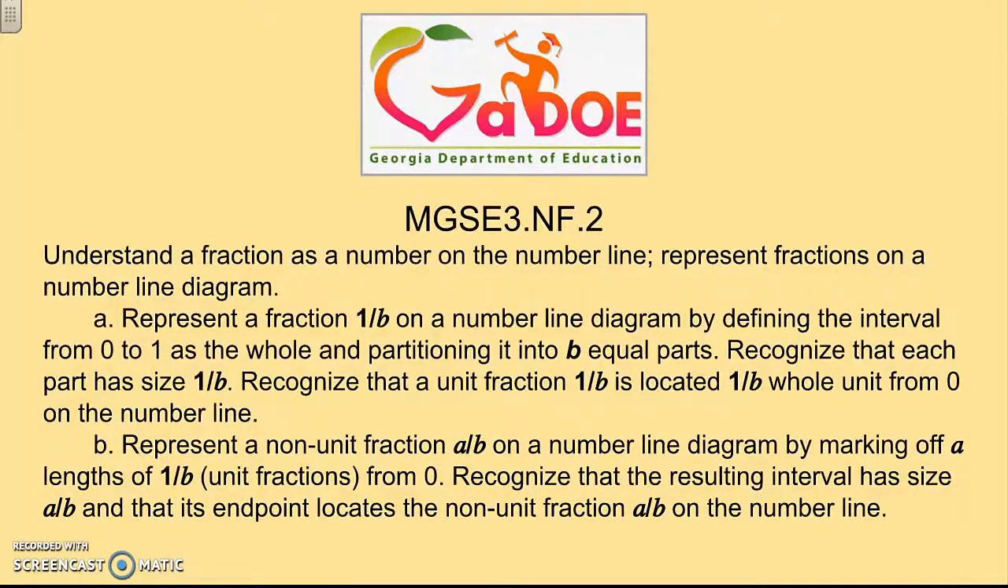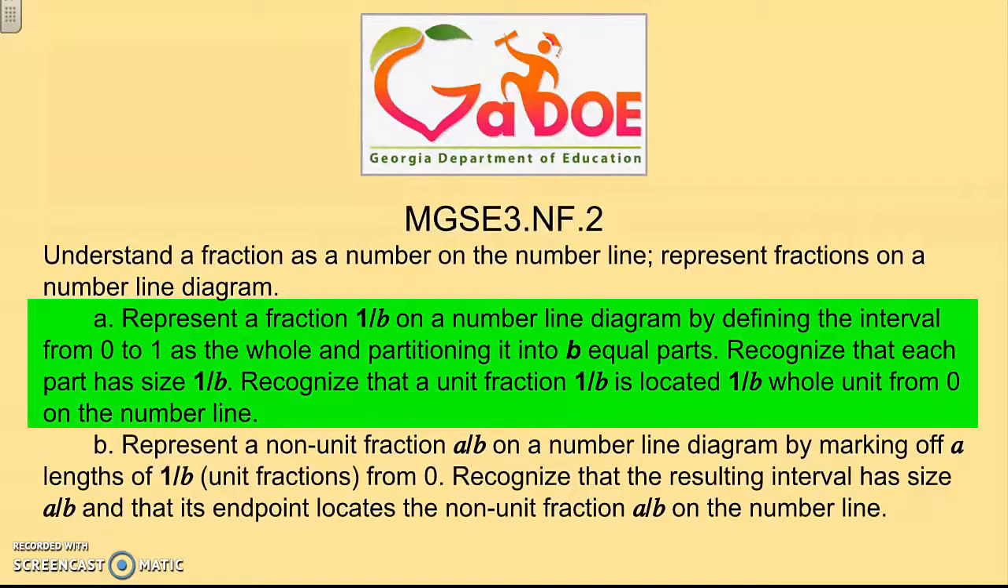Georgia Standard 3.NF.2 states: understand a fraction as a number on the number line. Represent fractions on a number line diagram. Part A. Represent a fraction 1/b on a number line diagram by defining the interval from 0 to 1 as the whole and partitioning it into b equal parts.